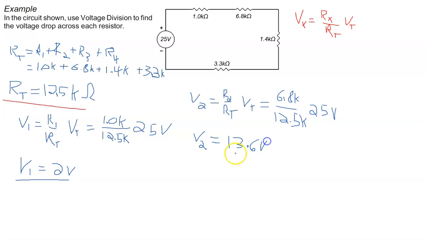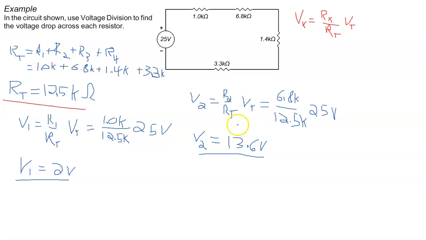13.6 volts. And remember that in this one, when you divide 6.8 by 12.5, you're not getting a nice rounded number. So make sure that you keep 3 significant digits and that you round appropriately, which means if you have to round that up to 13.6, you should do that before you give me a final answer.